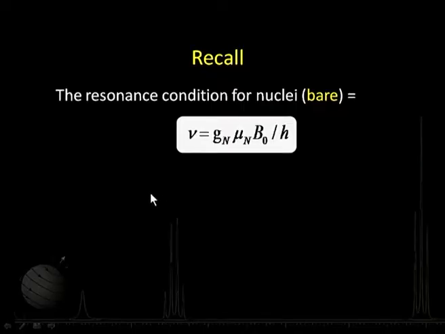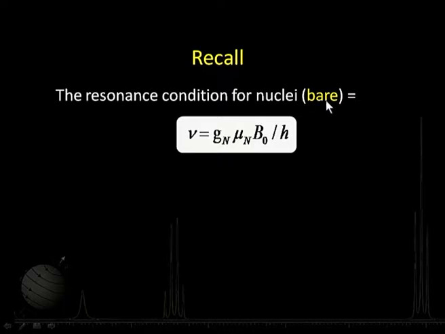Now, let us move further and understand the first of the characteristics, what is called chemical shift. Let us recall that in earlier sessions we talked about the resonance condition for observing the transition in the case of a nucleus.